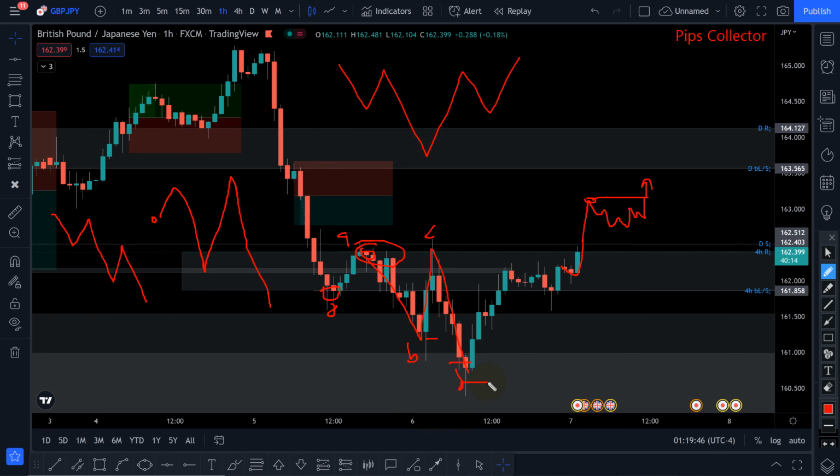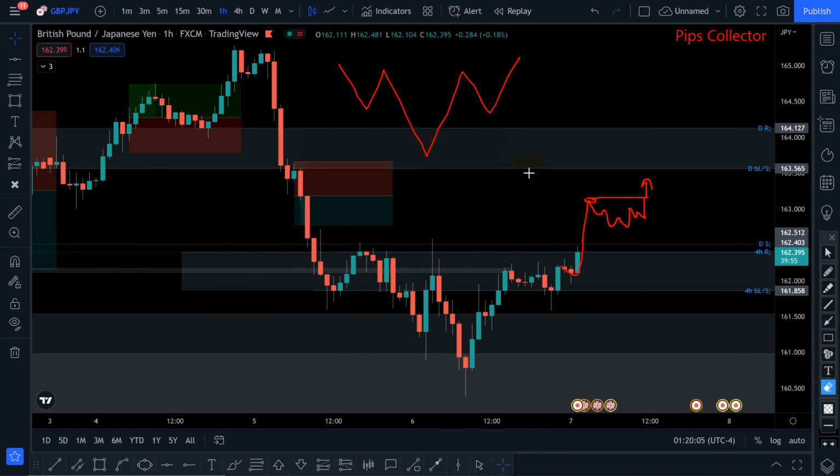But I don't trade that because rule number one for every trader is that the trend is your friend, and the trend was printing some bearish swings. So why go for the counter trend? That is for British pound Japanese yen. I think I've given some elaborate explanation to that. Then for gold, what are we looking to achieve on gold?